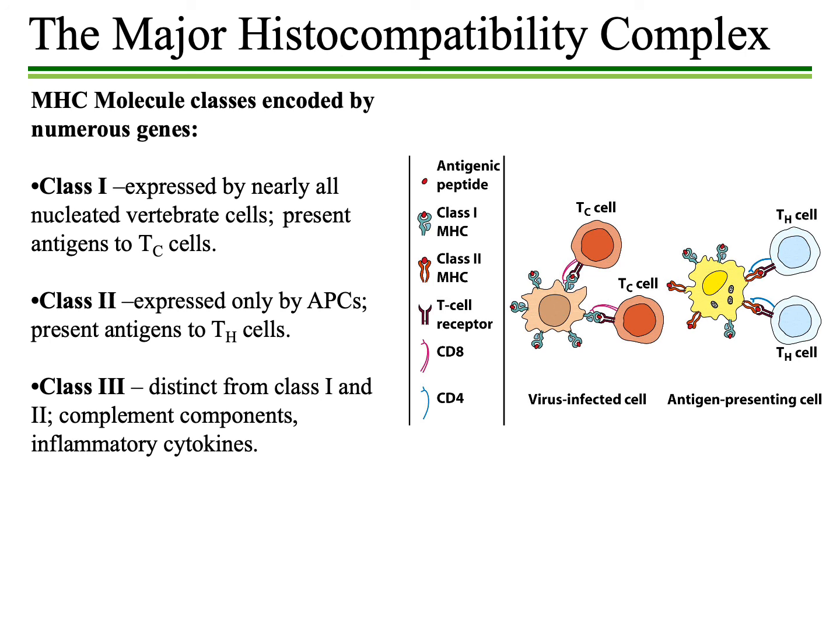The last class is class 3, and that is distinct from class 1 and class 2. This plays a role in complement system activation and also allowing for some cytokine production. However, we're not going to focus on class 3 for this particular lecture or this particular class. What we really want to do is focus on the first two, class 1 and class 2.